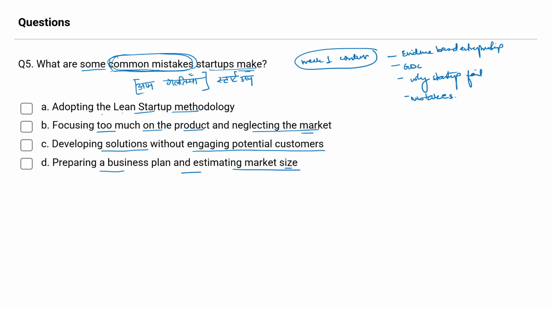So again, I'll repeat the question. What are the common mistakes which startups make? We've got four options from adopting lean startup methodology to focusing too much on product, developing the solutions without engaging or talking with the potential customers, and preparing a business plan and estimating market size. You have to tell us the common mistakes.